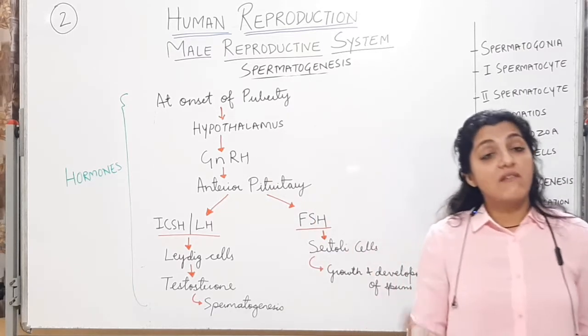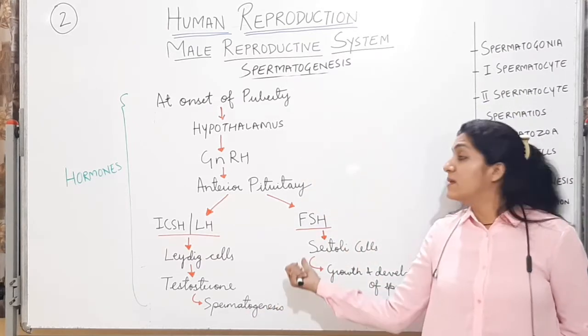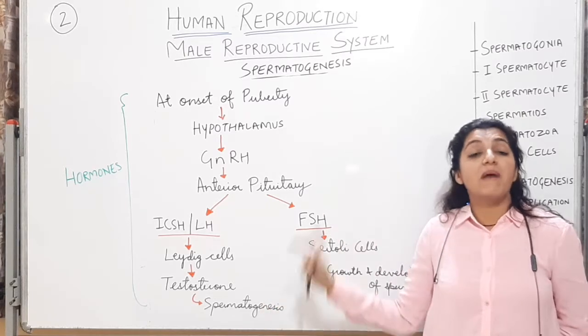Add this short note, you can write it down in your state board exam. You can just draw this chart and explain it. Okay, these will be the hormonal influence of the process of spermatogenesis.